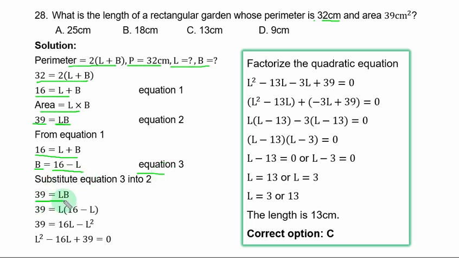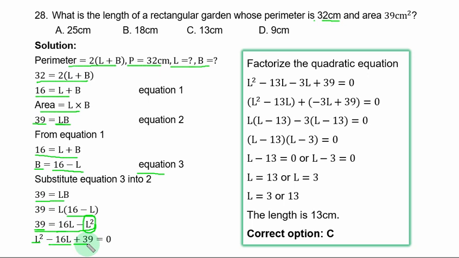This is equation 2. Anywhere you see B, replace it with 16 minus L. When you expand the right hand side, you get this result. This is already a quadratic term. So you transfer all the terms in the right hand side to the left. So you have plus L squared. You transfer plus 16L, you have minus 16L. Already plus 39 is there. You have it as plus 39 equal to 0.